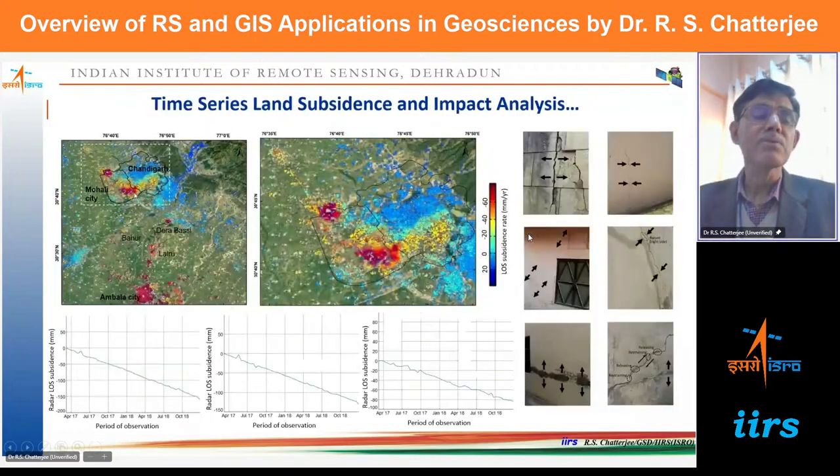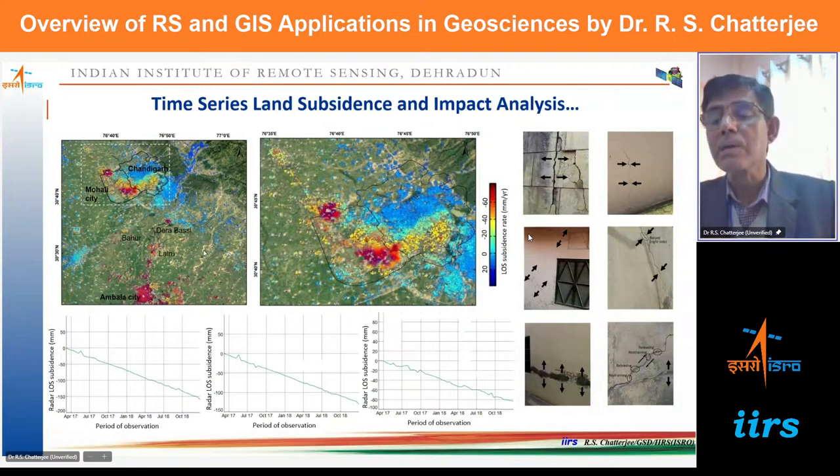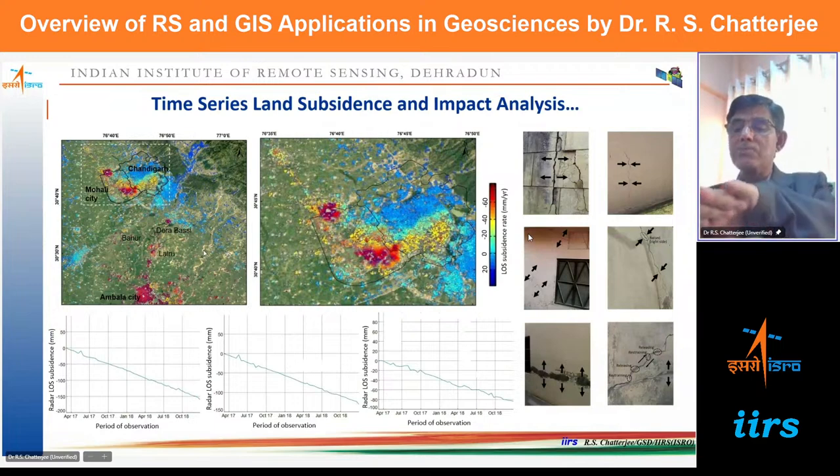Now this is the time series deformation history. If we study by advanced techniques, you can see how the land surface deformation has happened over the years in Mohali, Chandigarh. And the most important is the impact. Because of this subsidence, the houses are affected at the soil and structure interface. That means the ground and the structure interface is not stable. Somewhere it is going down, subsided, and it is differentially subsiding.